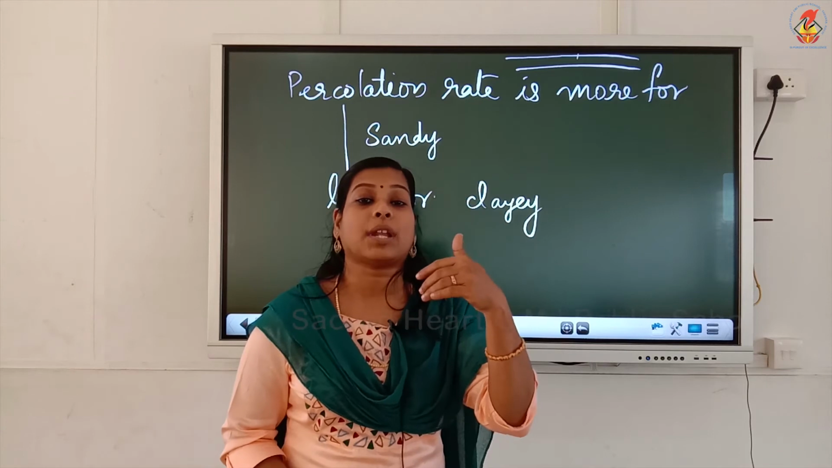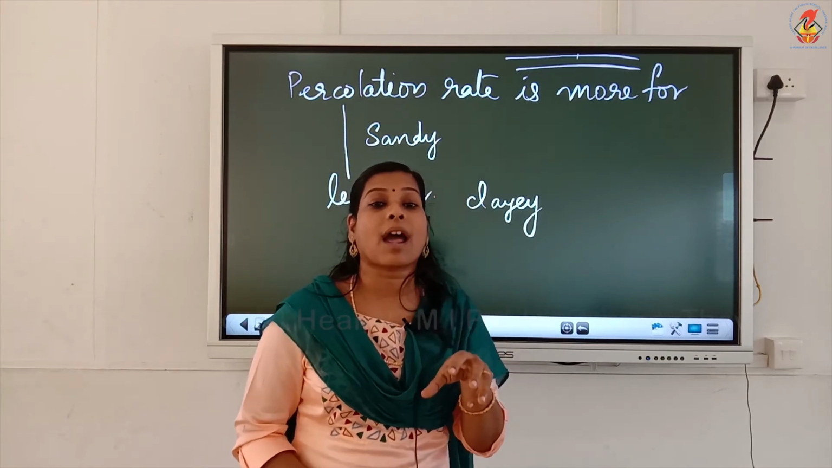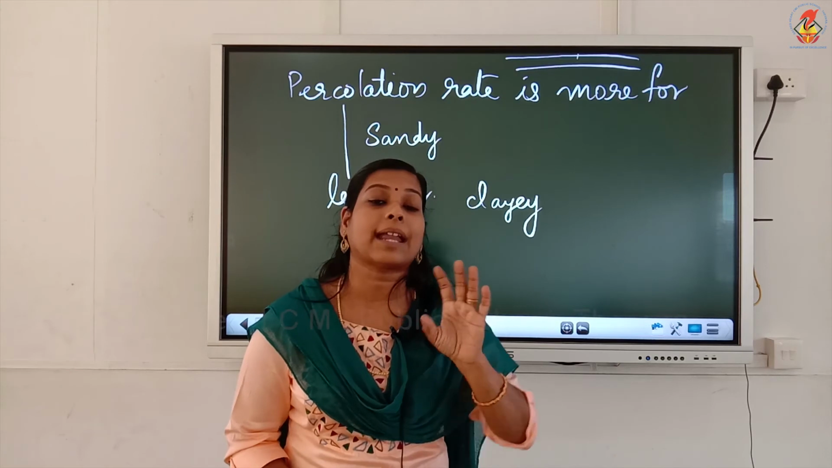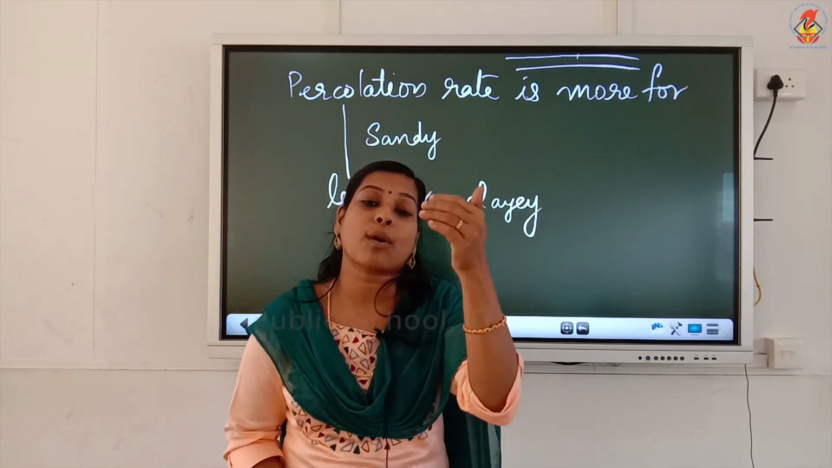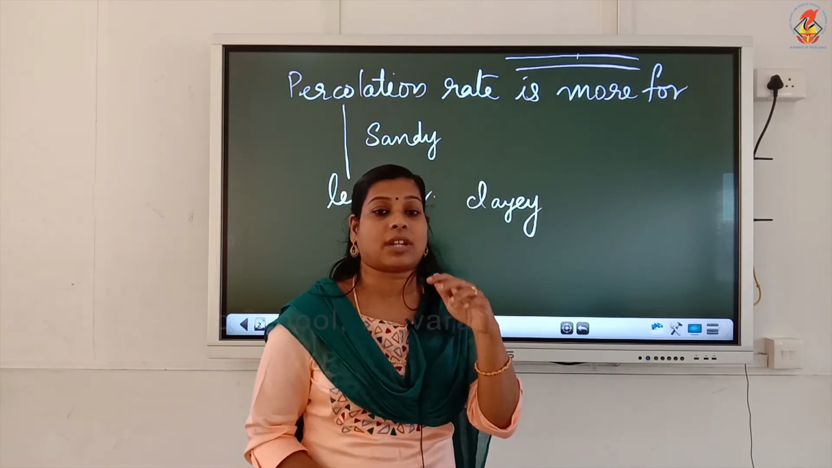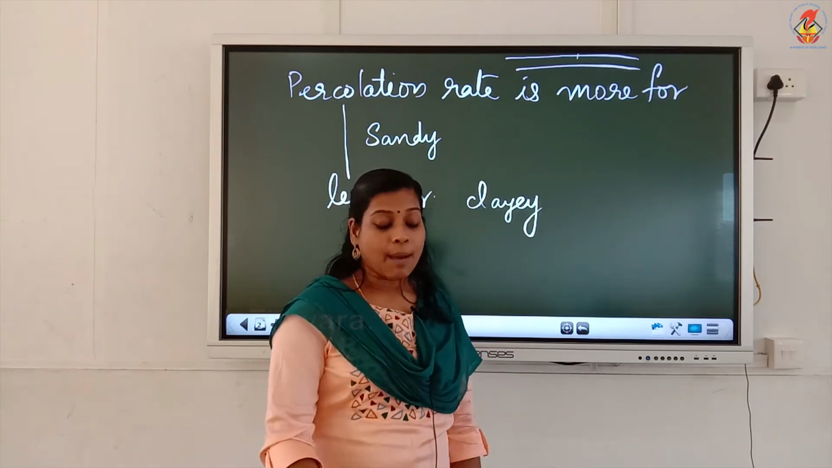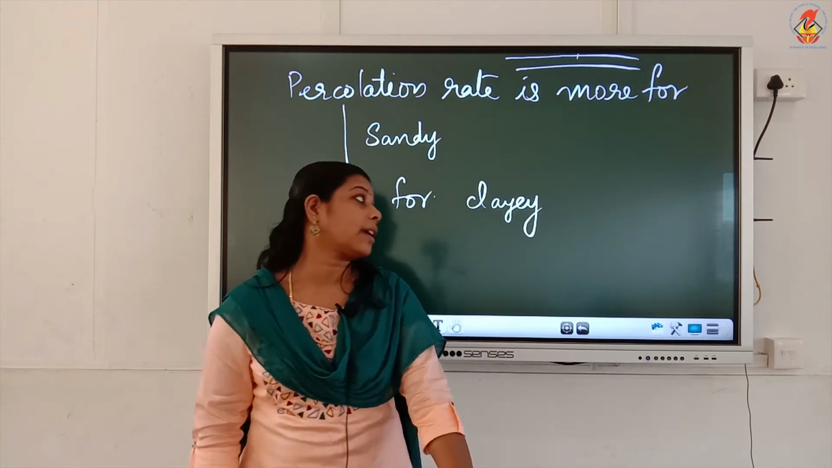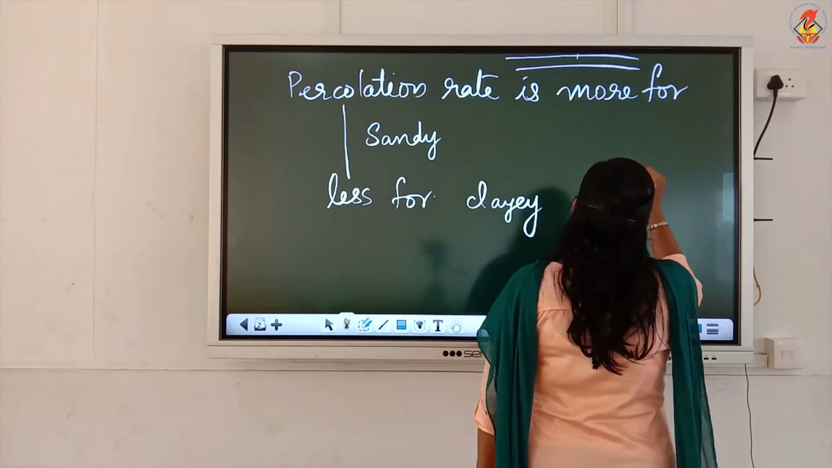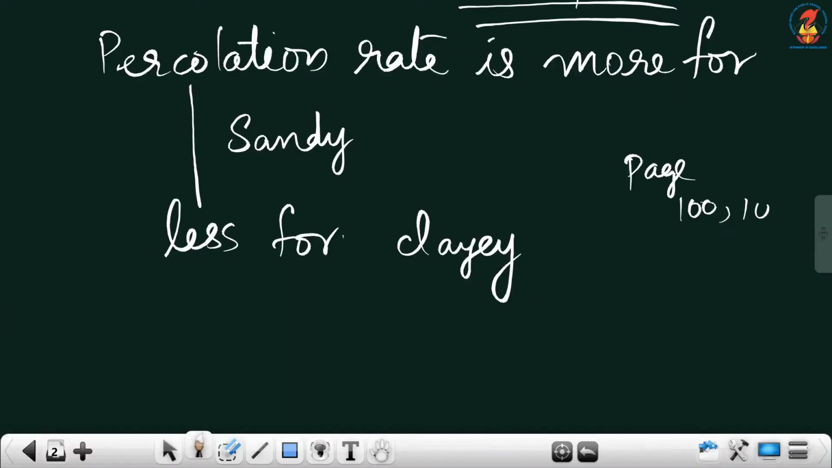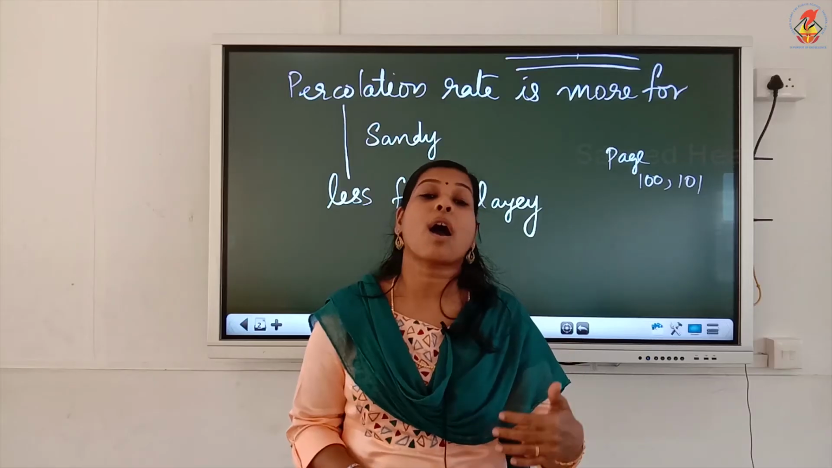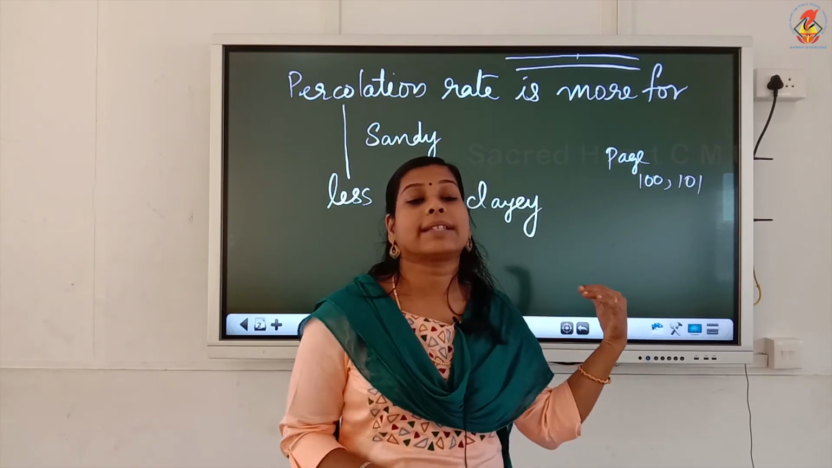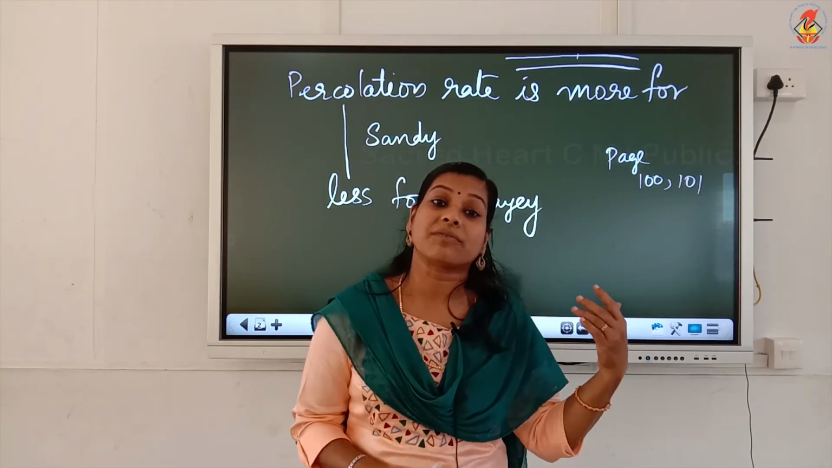Percolation rate is how much water goes down within a given time period. If we divide the amount of water by the time taken for percolation, that is known as the percolation rate. In your textbook, pages 100 and 101, activities are given there. Go through them; they are not that important, just to know how to calculate the percolation time or percolation rate.